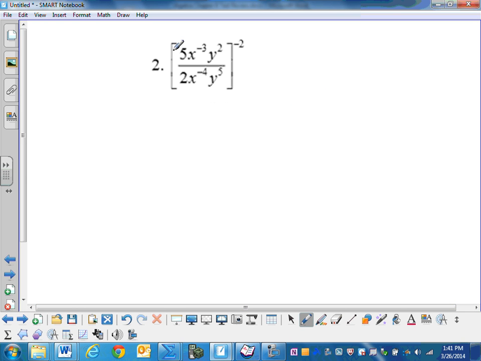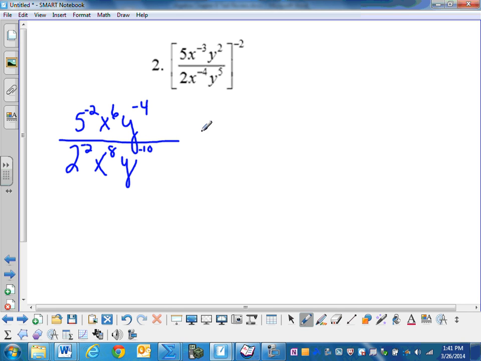Number 2, here we have two brackets. Everything inside this bracket is raised to the negative 2 power. So I'm going to go ahead and multiply each exponent by negative 2. And now I'm going to take each number or letter, and I'm going to look at the exponent and make any negative exponent positive. So 5 to the negative 2 becomes 5 squared.